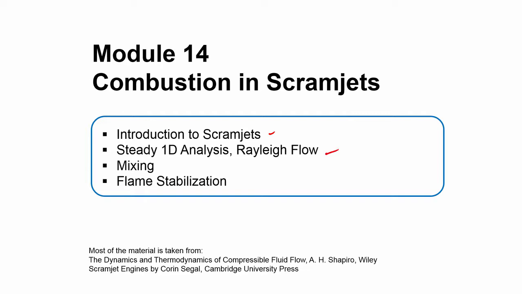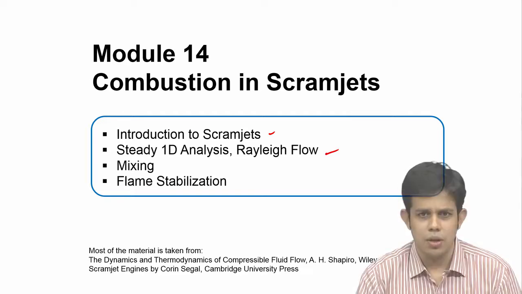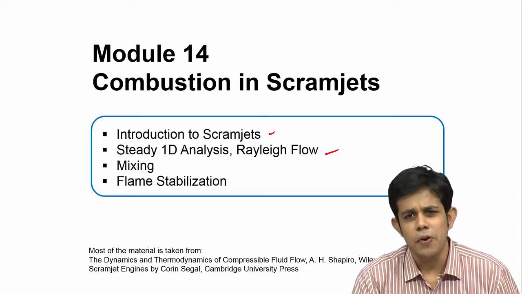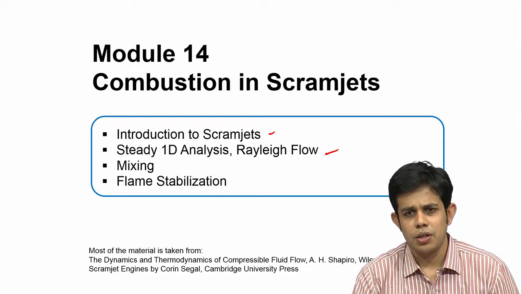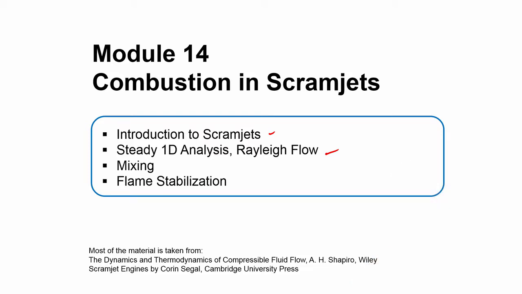And then we will go into the steady 1D analysis of the engine a little bit. We will go into the Rayleigh flow, which is essentially a frictionless flow with heat addition, and we will see what happens when you add heat onto a high Mach number flow, and when the area of the flow path does not change. That creates some complexity. Then we will look into mixing.